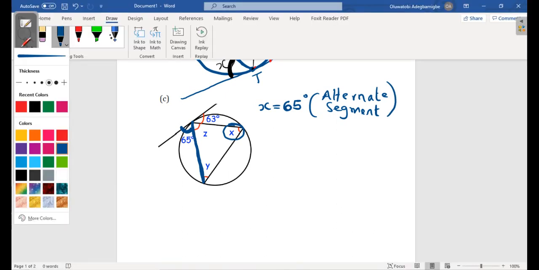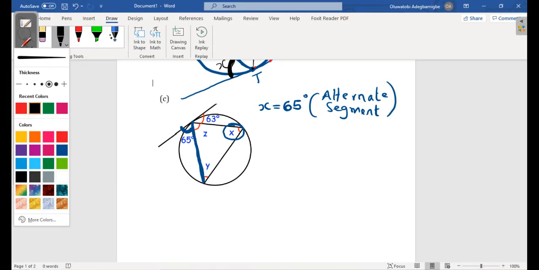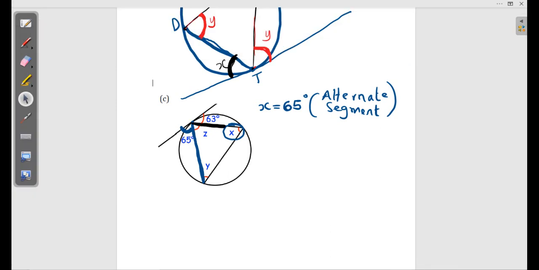Similarly, this is another chord. The angle formed by this chord with the tangent is here, which is 63. Now let's connect these 2 points together. It will meet at y. So it shows that this y will be 63 degrees. Same reason, which is alternate segments.